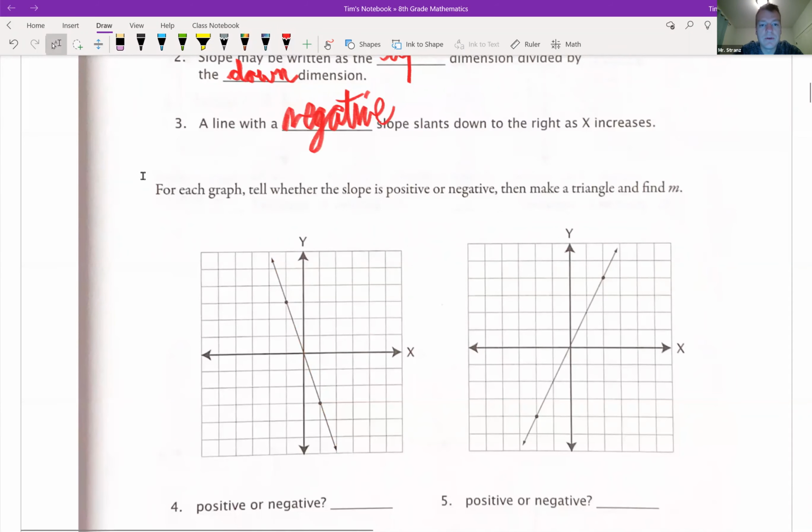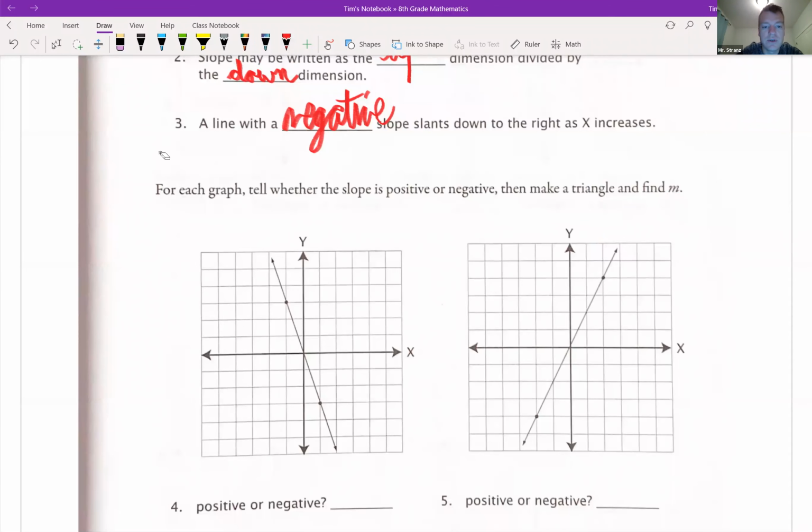Now, for each graph, tell whether the slope is positive or negative, and then make a triangle and find m. M means your slope. Remember in the equation, y equals mx plus b. This is the slope-intercept form equation. M is going to be your slope.